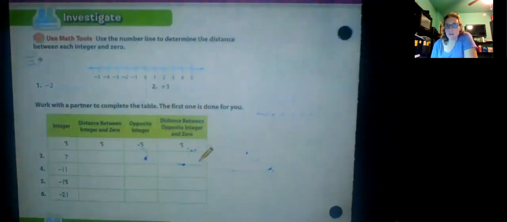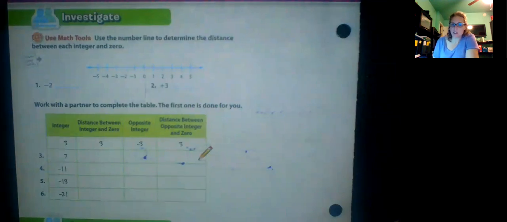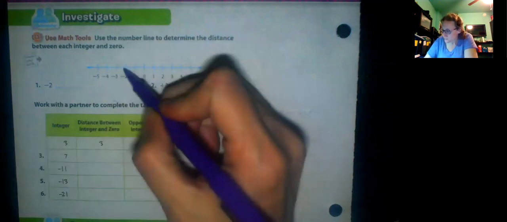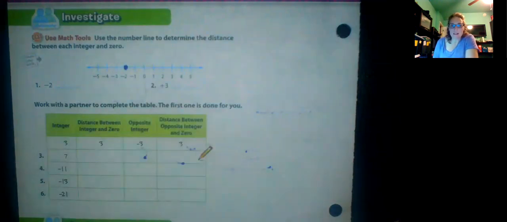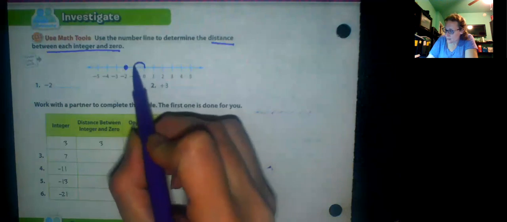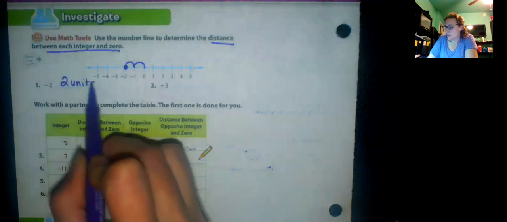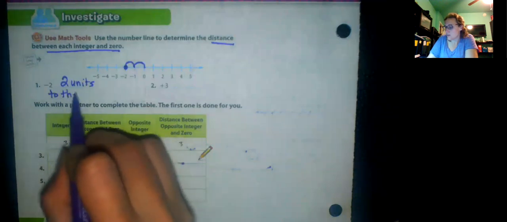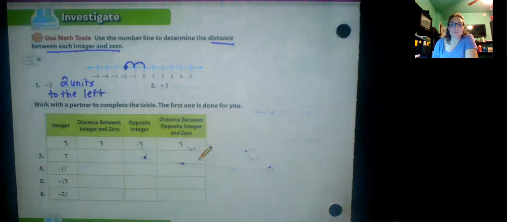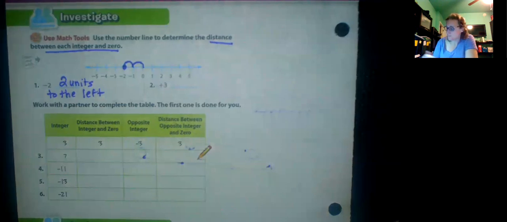Use the number line to determine the distance between each integer and 0. So let's start with number 1. Let's look at negative 2. Remember from our last lesson how to graph a point. It says the distance from that integer to 0. So here's 0. We have 1, 2. So 2 units to the left of 0, but it's still only 2 units. Even though it's negative 2, it moved 2 units to the left.